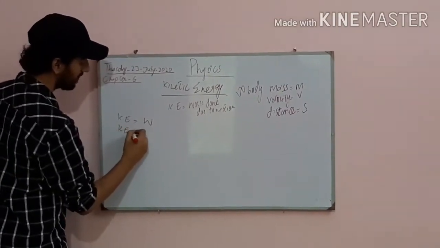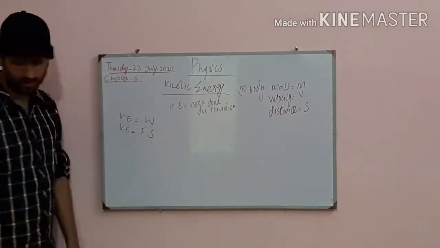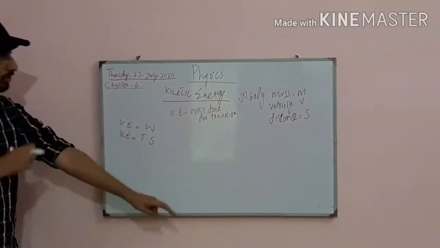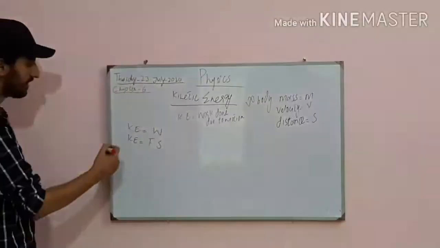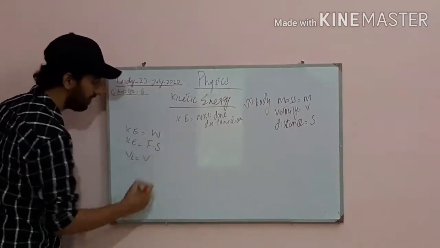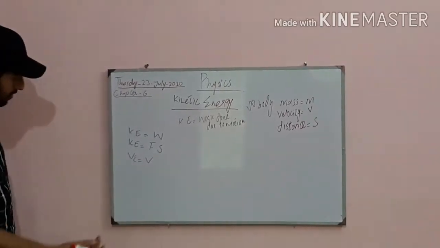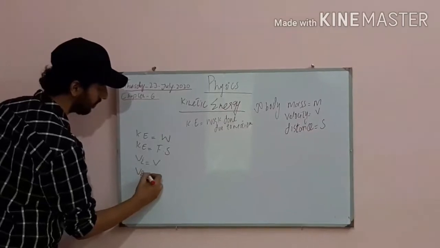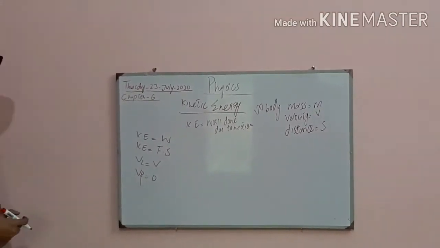Kinetic energy is equal to work, and we know that work is equal to F into s. The body of mass m is moving with the velocity, so its initial velocity can be written as Vi is equal to v. And the body stops after some time, so its final velocity will be equal to 0.